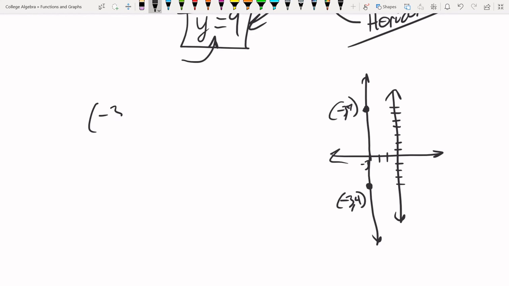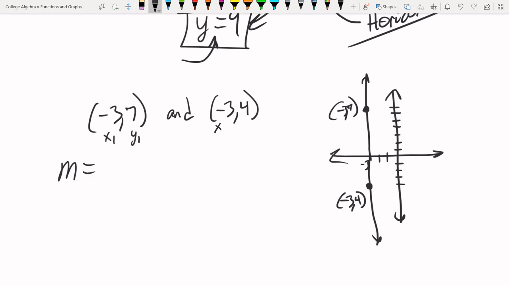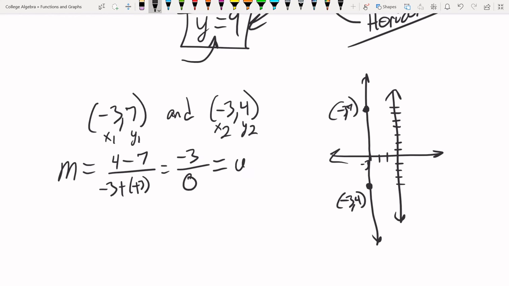Let's see what happens when we try and find the slope-intercept form. So it's a line that passes through (-3, 7) and (-3, 4). First off, we're going to find the slope. We have m equals x1, y1, x2, y2: y2 minus y1 over x2 minus x1. We get -3 on top, and on bottom we get plus, and that becomes 0. And this is undefined. We cannot divide by 0.